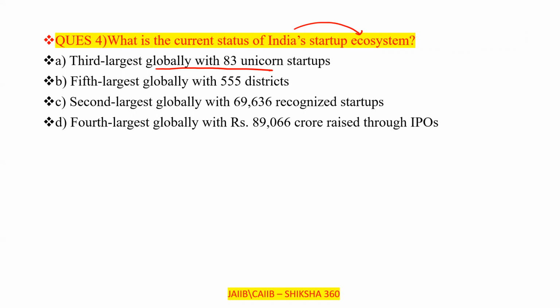Clear? So what will be the current status of India's startup ecosystem? Option number A will be the correct answer, that is third largest globally, with 83 unicorn startups.